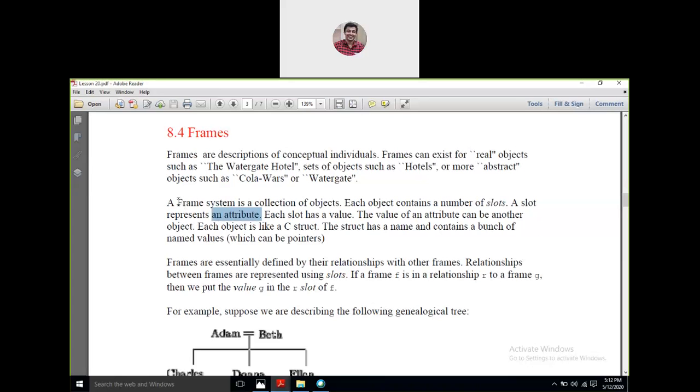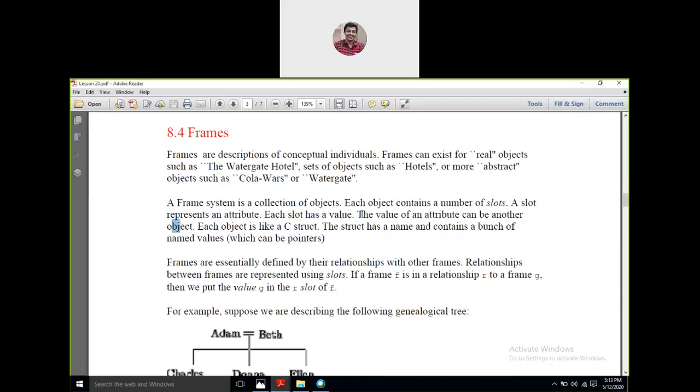So one is the bigger stuff, the frame. Frame has further subdivisions, that means it carries slots, and if I put up the value for these slots, then those values are nothing but the attributes. So if somebody asks you, will it be fair enough to say that attributes are further extensions of frame, then the answer would be yes. And if somebody asks you, are attributes and slots synonymous, then you can say to a certain extent they are the same, right? So each slot has a value. The value of an attribute can be another object also.